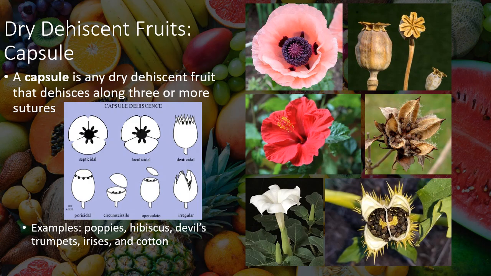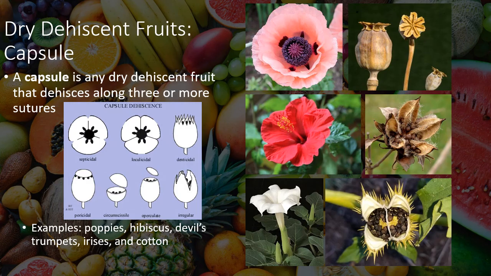And capsules are any dry dehiscent fruit which dehisces along three or more sutures. When we get to the capsule stage, we stop defining the capsule based on the number of sutures, and we start defining them based on their manner of dehiscing.